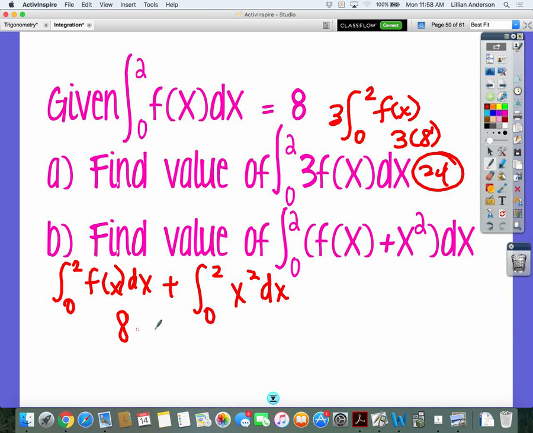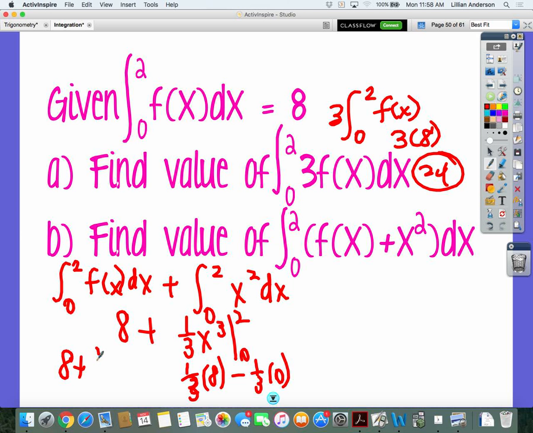So this is 8 plus, you do the integral and you evaluate it from 0 to 2. So that's 1/3 times 8 minus 1/3 times 0. So then it'll be 8 plus 8/3, and that's how you get 16.